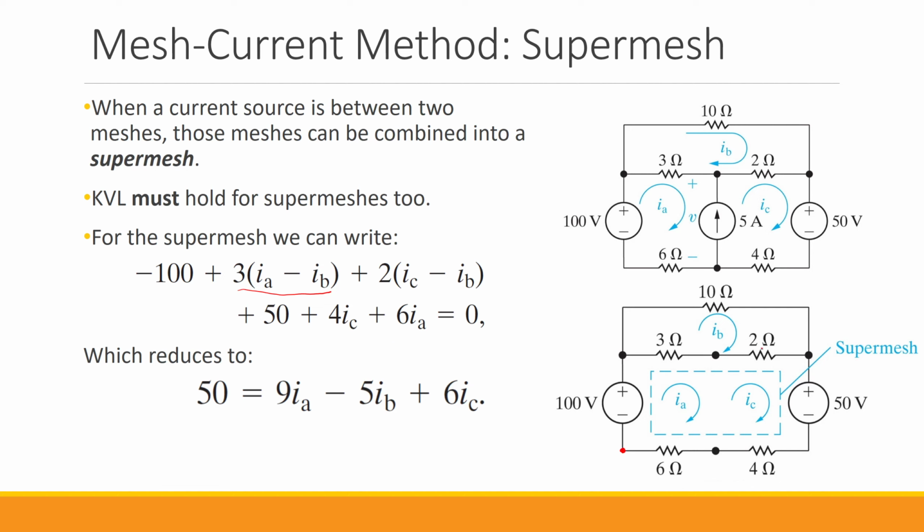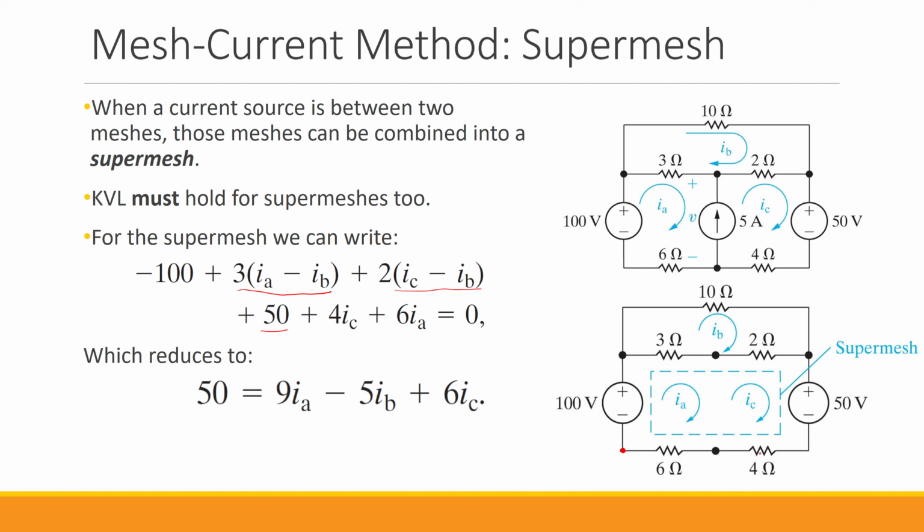Then we get to this 2 ohm. We have IC going in the direction of the super mesh, but IB in the opposite direction. So what is the net current in the direction of the super mesh, or in the direction of IC? It's going to be 2 IC minus IB. Then we get to the positive side of this independent voltage source. So we have positive 50 here.